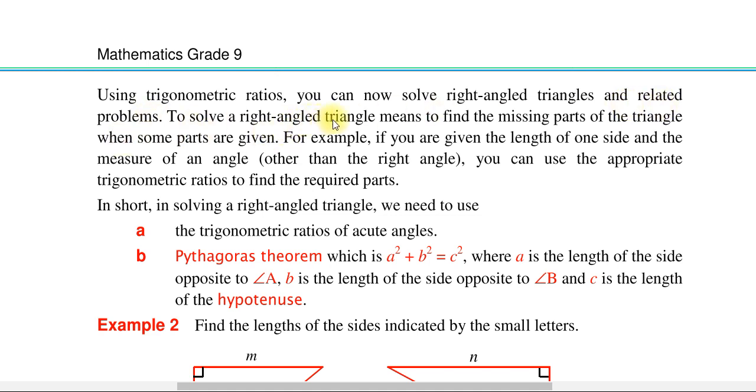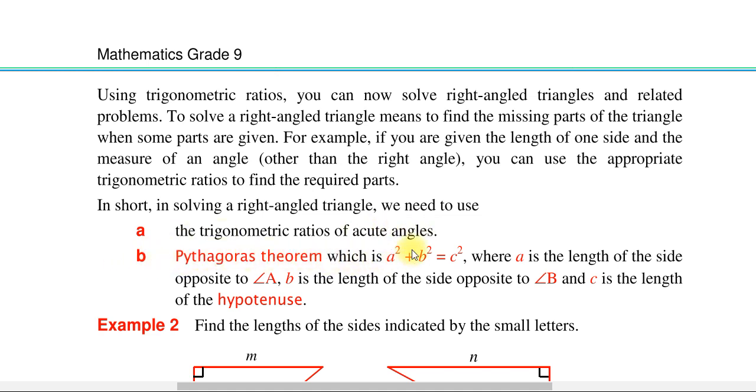To solve a right angle triangle means to find the missing parts of the triangle when some parts are given. For example, if you are given the length of one side and a measure of an angle, you can use the appropriate trigonometric ratio to find the required part. In short, in solving a right angle triangle, we need to use A. Trigonometric ratio of acute angle, B.